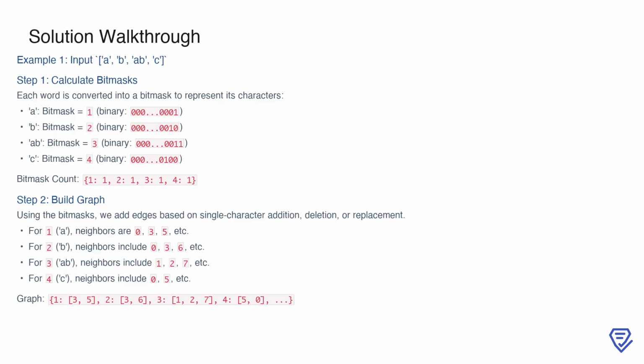Next, we build a graph where each bitmask is a node, and edges are added based on character manipulations like adding, removing, or replacing a single character. For example, the bitmask for A, which is 1, has neighbors such as 0, 3, and 5, representing possible transformations. Similarly, AB with a bitmask of 3 has neighbors like 1, 2, and 7. This graph captures all possible connections between words based on these transformations.